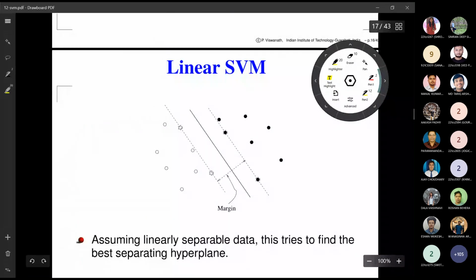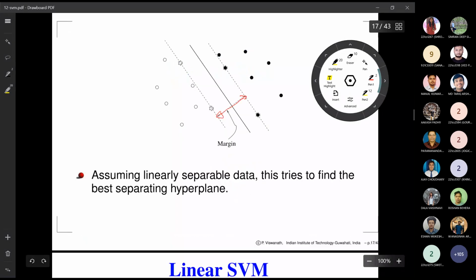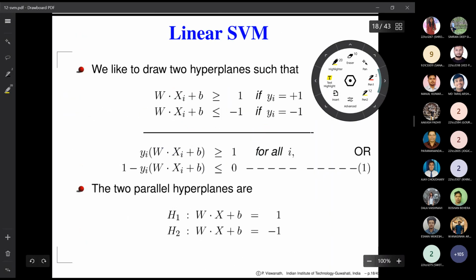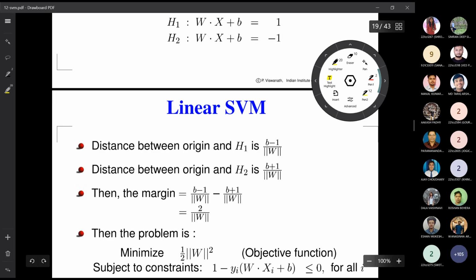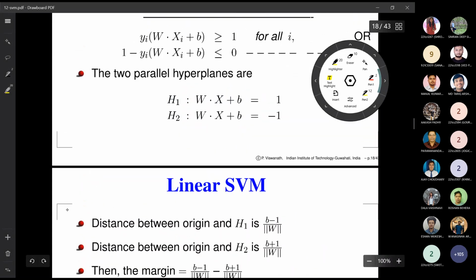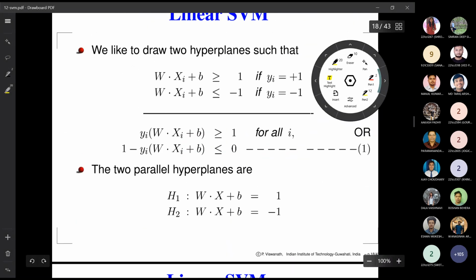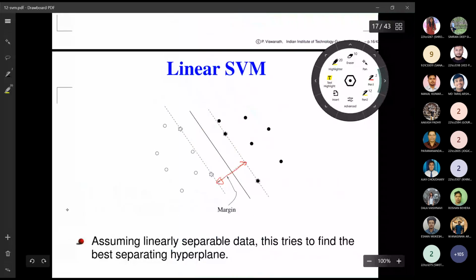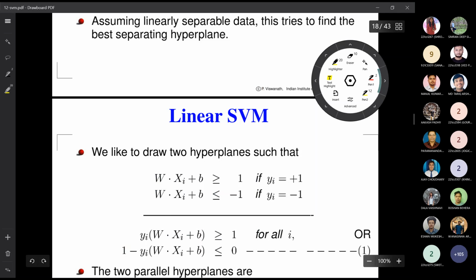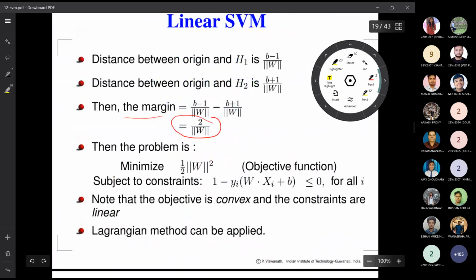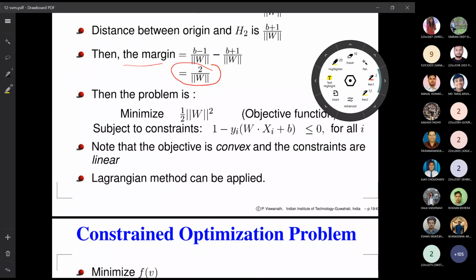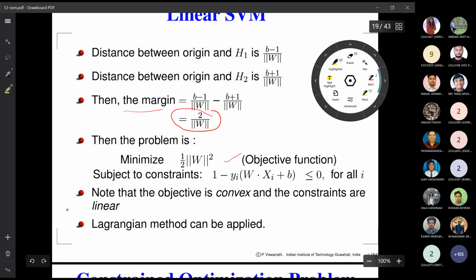This is the thing we are talking about. We want to find this margin, as I said. They formulated it in a different way. They found the margin is 2 by the magnitude of w, using the distance from the origin to the plane, and then they subtracted the distance from the origin to this line and from the origin to that line. That way they found it, and then finally the solution is that we have to minimize this thing.